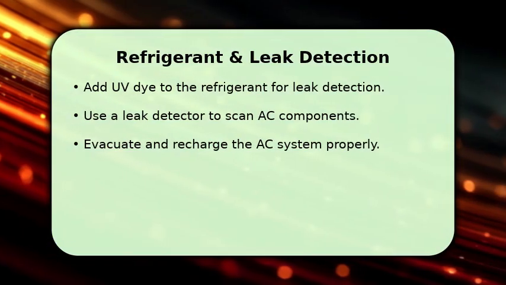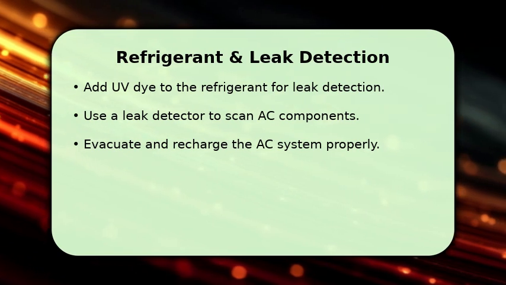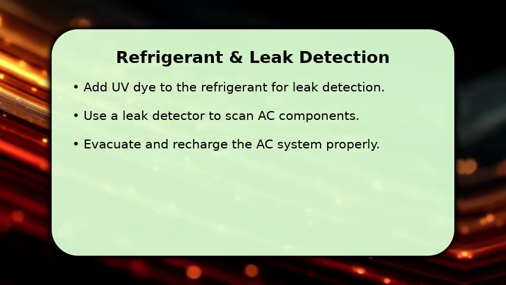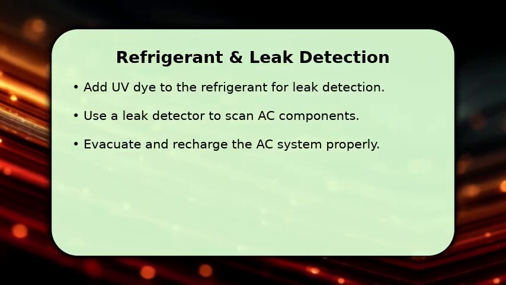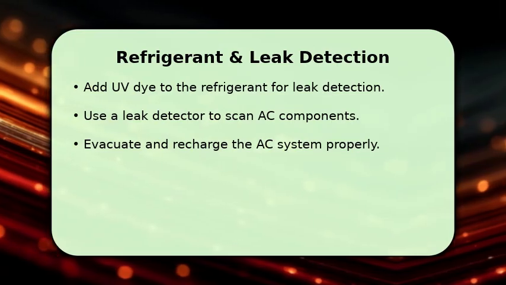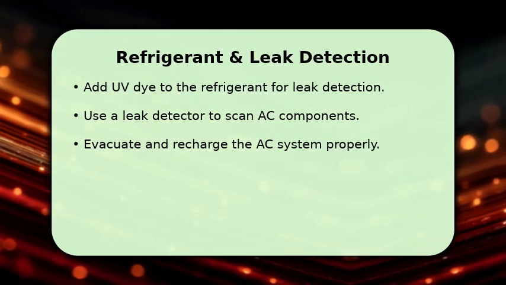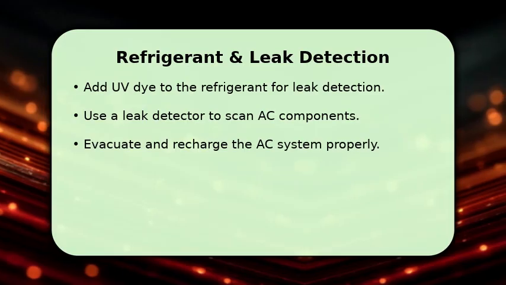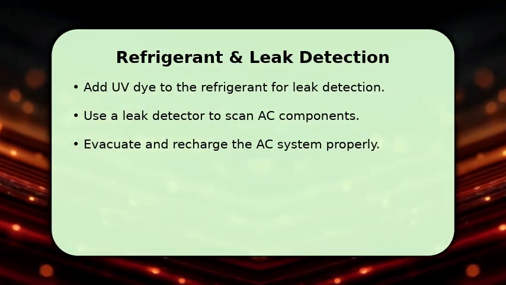If electrical components seem fine, the issue might be with your refrigerant or a leak. To find leaks, add a small amount of UV dye to your AC system's refrigerant. Run the AC for a while, then use a UV light to scan all AC components for glowing green spots. For smaller leaks, an electronic leak detector can be very effective. Once a leak is fixed, always evacuate the system thoroughly before recharging with the correct amount of refrigerant.